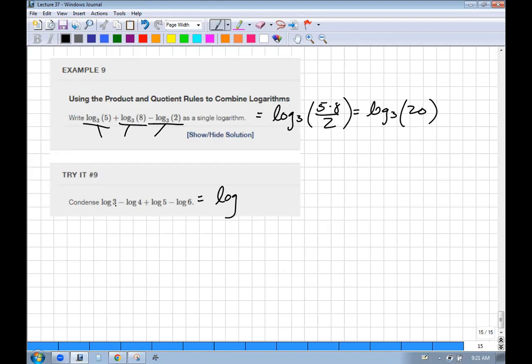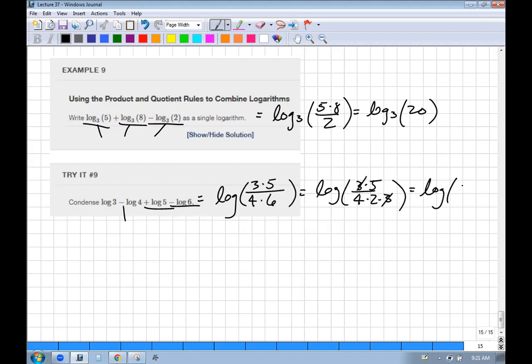These are all log base 10, same base, so we can combine them. The 3 is positive, the 4 is minus, 5 is positive, and then the 6 is minus. So we can simplify this. Let's see. 6 is 2 times 3, right? There's a 5 on top and an 8 on the bottom. It's the log base 10 of 5/8.